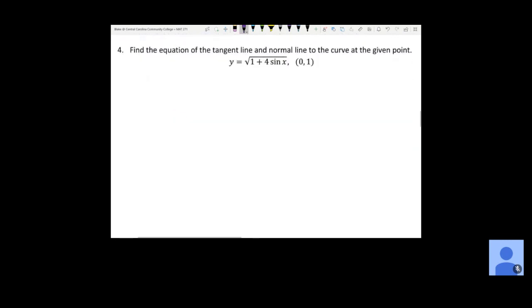All right, let's look at number 4. So we want to find the equation of the tangent line and the normal line to this curve at the point (0, 1). All right, so if we're looking for, let's start with tangent line. What's the first thing we're going to need to do? Good. We need the derivative, right? Okay, so to find the derivative, what should we do with that function first to help us find that derivative?